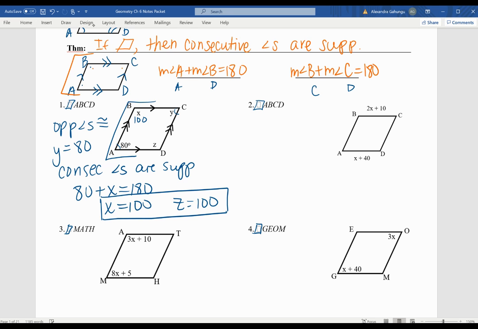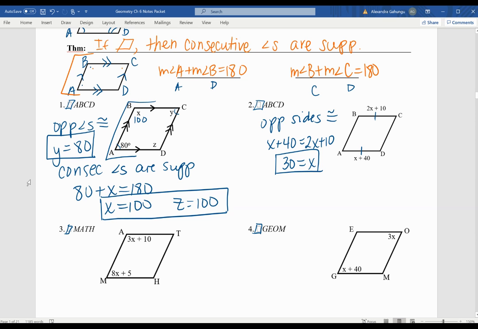So this chapter is going to be a lot of just knowing our rules for our quadrilaterals or other polygons and applying it to find our missing variables. Example 2, kind of the same idea. BC and AD are opposite sides, and opposite sides are congruent in a parallelogram. So x plus 40 is equal to 2x plus 10. And we'll get x is equal to 30.